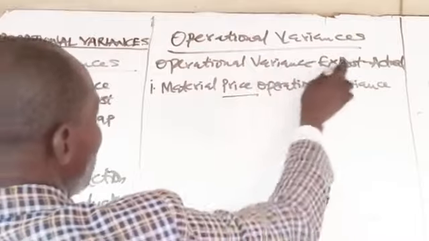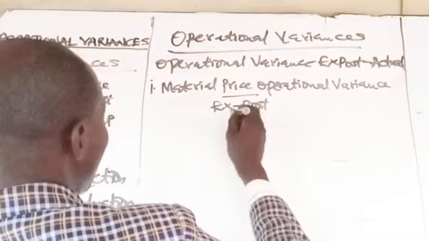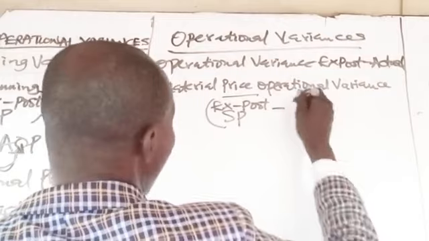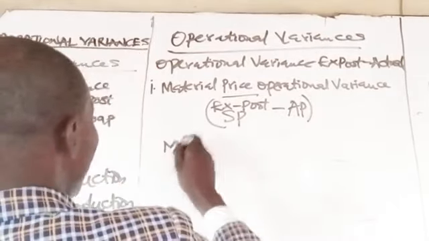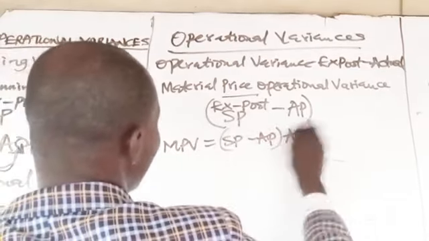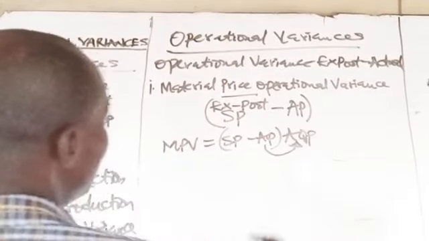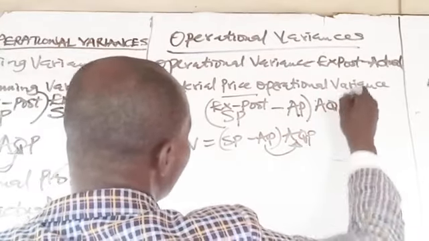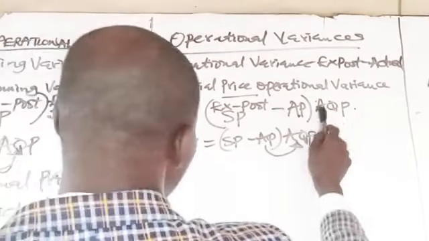You compare ex post standard price, since I've told you ex ante and ex post are standard, minus actual price, multiplied by, in your normal material price variance, the formula is standard price minus actual price multiplied by actual quantity purchased. It is what you have here that determines the weight, so the weight is the actual quantity purchased.